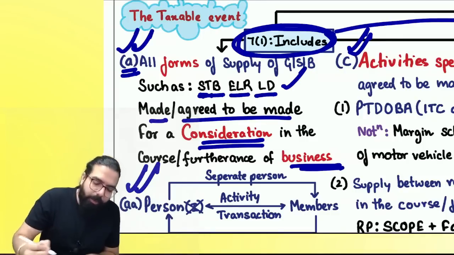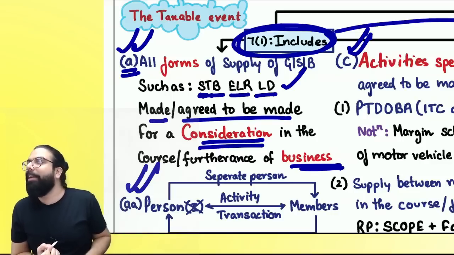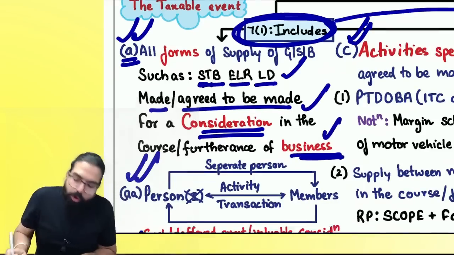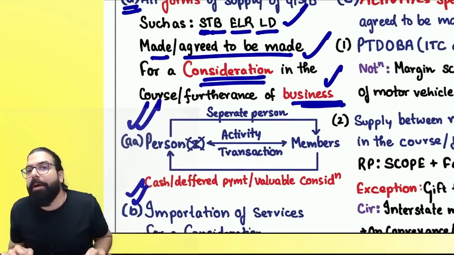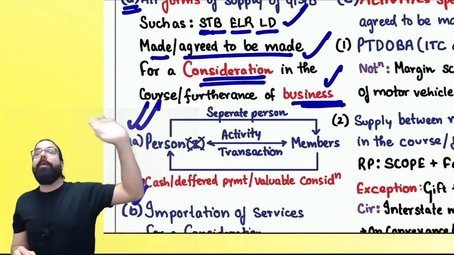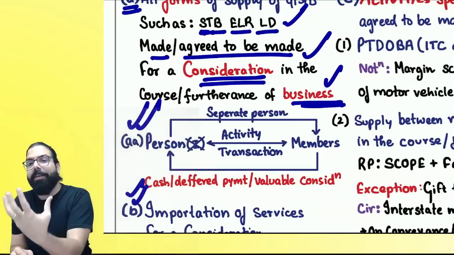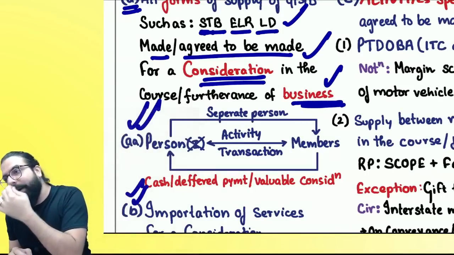So it says sale, transfer, barter, exchange, lease, rental, license, disposal for a consideration, if it is done in the course or furtherance of business. Remember, it should be in the course of my business or for the advancement, promotion of my business. That activity will be considered as supply.